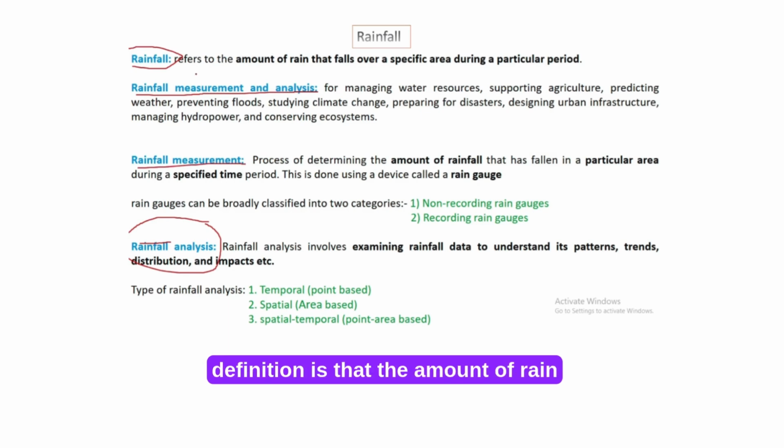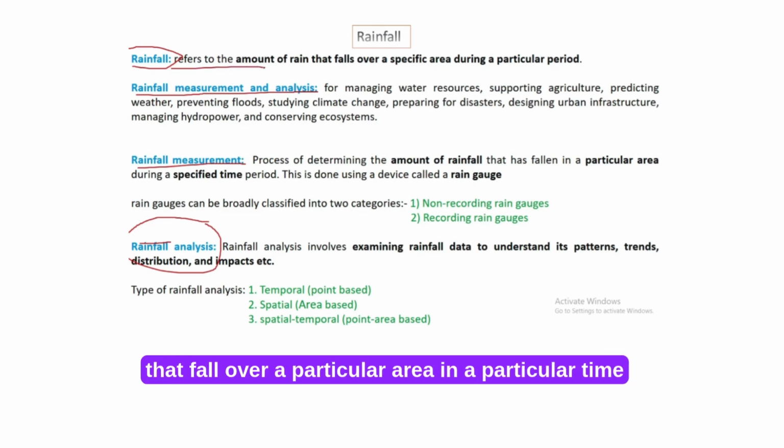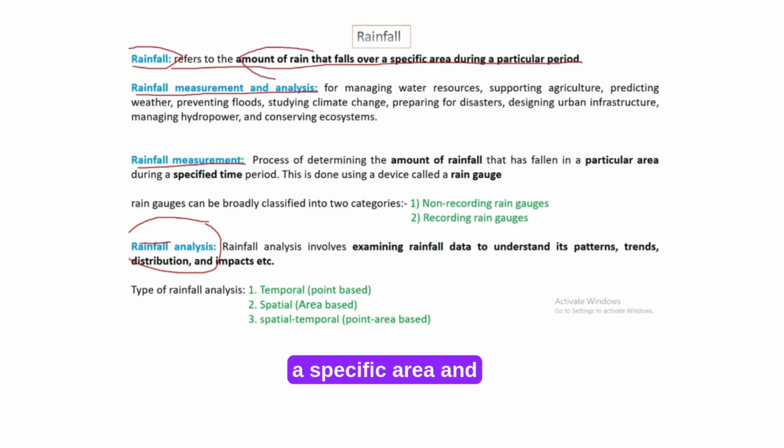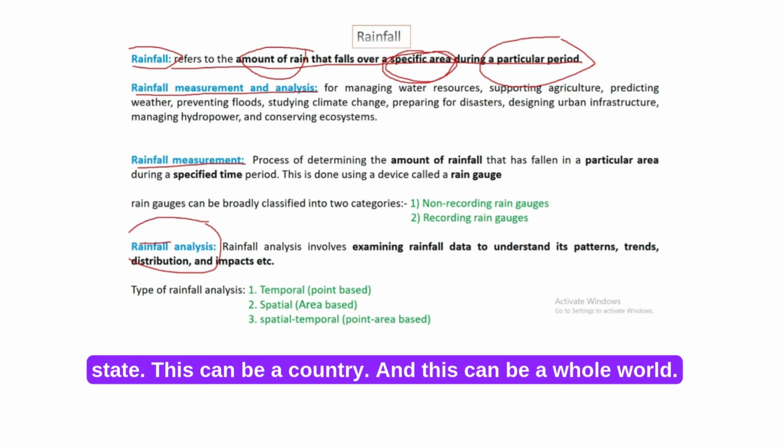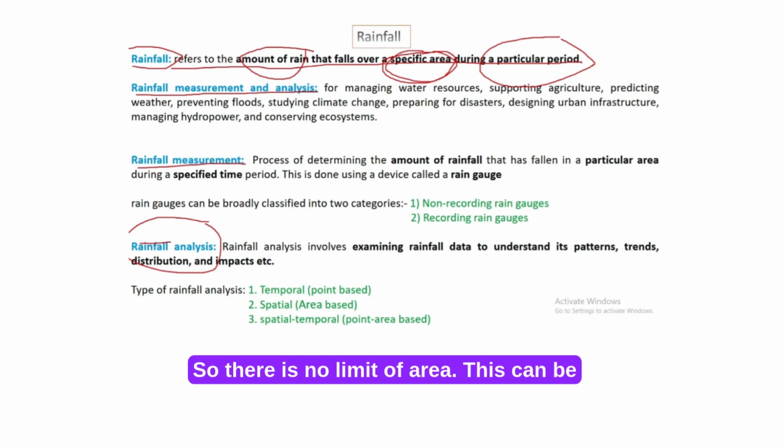So the definition is the amount of rain that falls over a particular area in a particular time period. There are three terms you can see here: the amount of rain, a specific area, and a particular time. This area can be a small 10 by 10 meter area, a small block, a district, a state, a country, or the whole world. So there is no limit of area. This can vary from small to large.